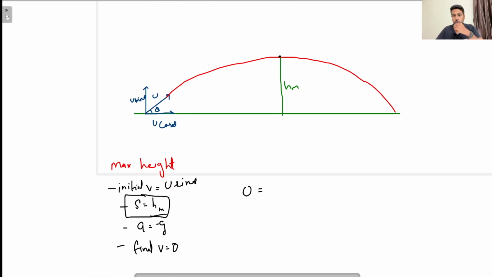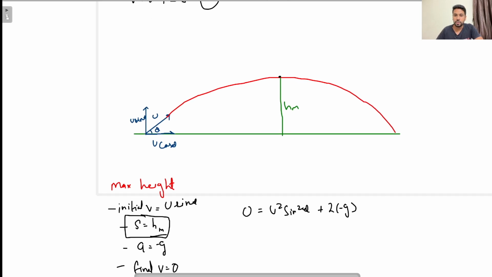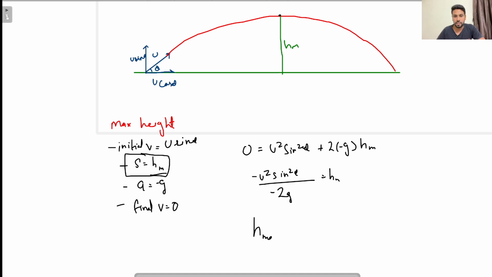0 is equal to u square sine square theta, obviously, plus 2as, but here it's going to be 2 into minus g, because my acceleration is minus g, into hm. So when I send this to the negative side, u square sine square theta divided by minus 2g is equal to h max. So minus minus will get cancelled. My h max, the maximum height attained by my projectile, is going to be u square sine square theta divided by 2g. I got my first formula.